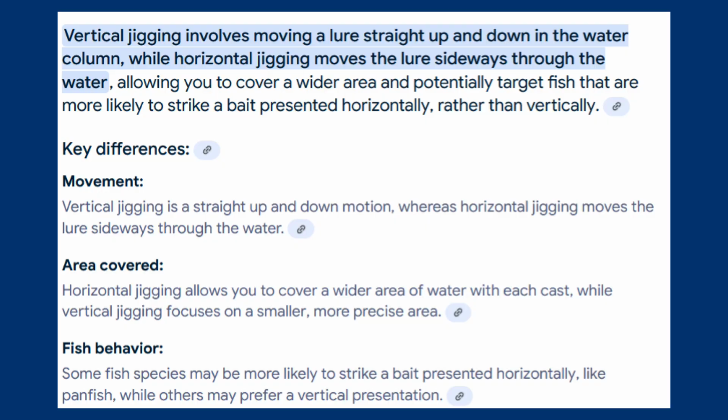Okay, so welcome back. I want to start with giving you a definition. I always like to give you the Google AI definition of all of these terms, and then I can tell you where I agree or disagree, if that's relevant. When it comes to vertical and horizontal jigging, the official Google AI definition is: vertical jigging involves moving a lure straight up and down in the water column, while horizontal jigging moves the lure sideways through the water column. Okay, so that's pretty much it in a nutshell, with a whole bunch more details.